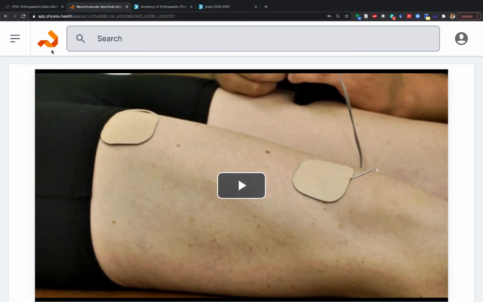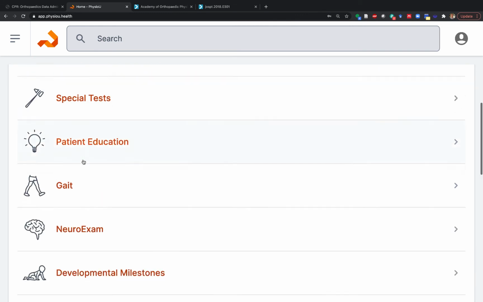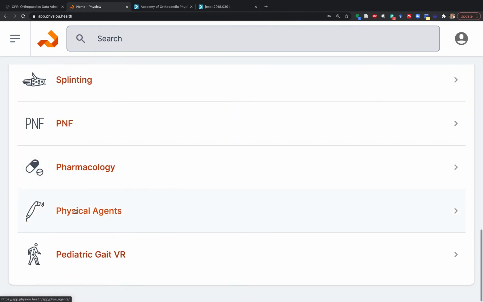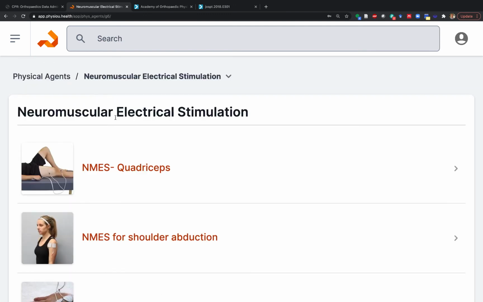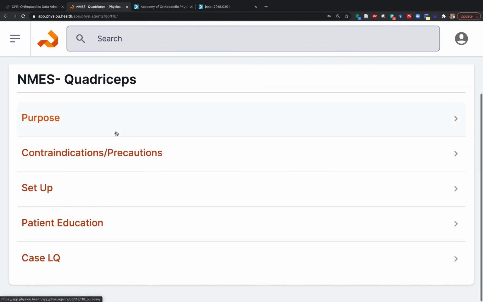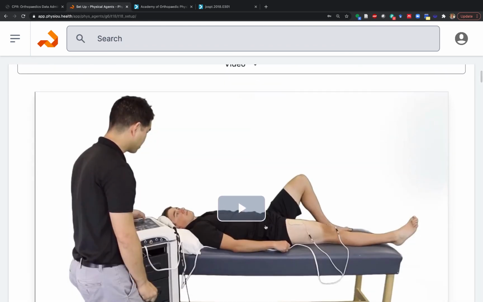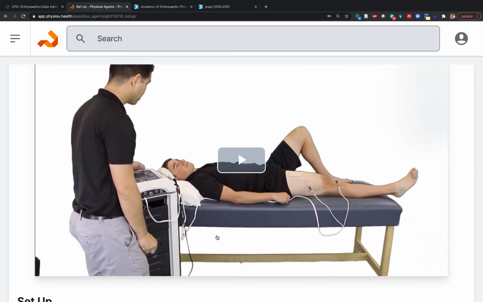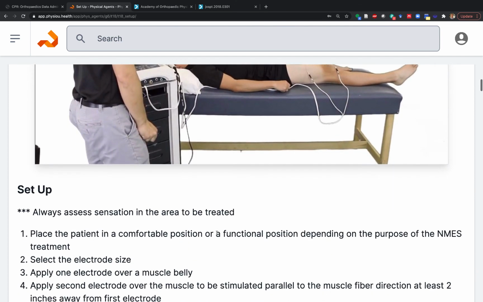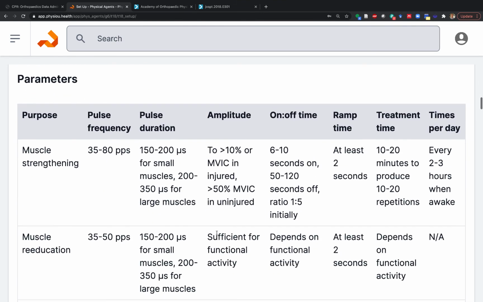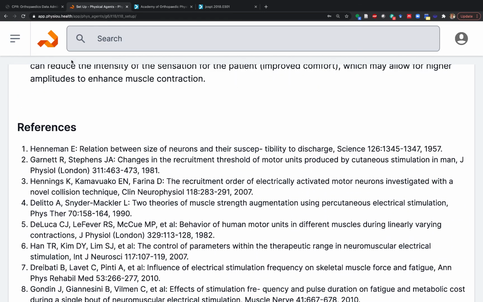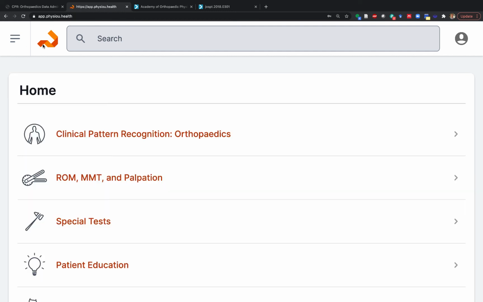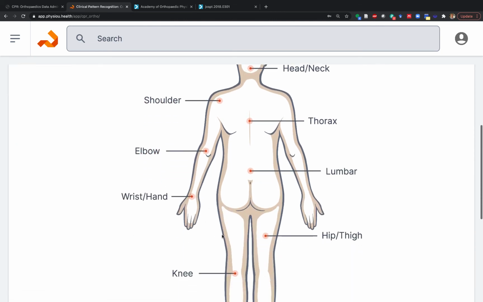And you can always link back to within the app. Here is your Physical Agents app. And under neuromuscular electrical stimulation, you have your NMES for quads. All right, I forgot how to set it up. Well, there's a setup video. There's me doing a setup video for doing quad stim. The steps for setup, the parameters. Okay, all the evidence down here. Okay, so, and then remember, this is a mobility deficit. So the primary thing that we're managing is restoring mobility.